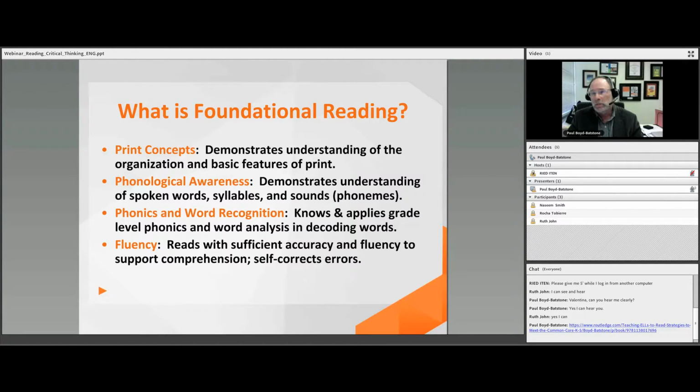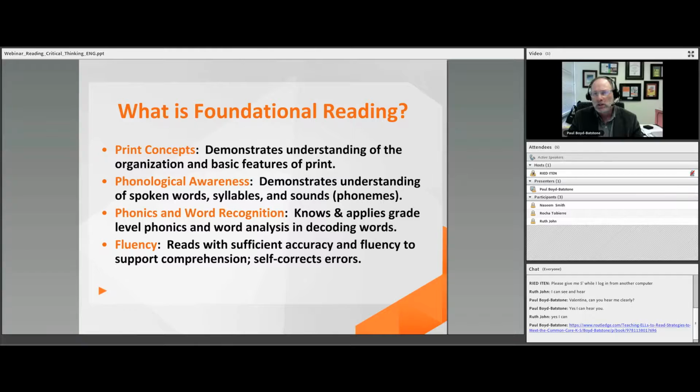First of all, let's think about what is foundational reading. There are different aspects of reading. Foundational deals with four areas: print concepts, phonological awareness, phonics and word recognition, and fluency. Print concepts deals with that aspect where the student demonstrates an understanding of the organization and basic features of print. They also see print as significant.